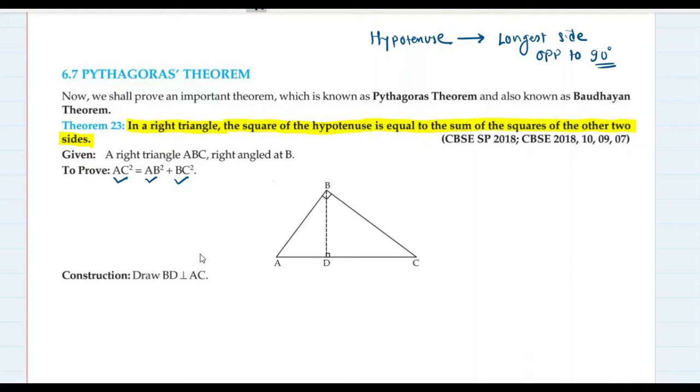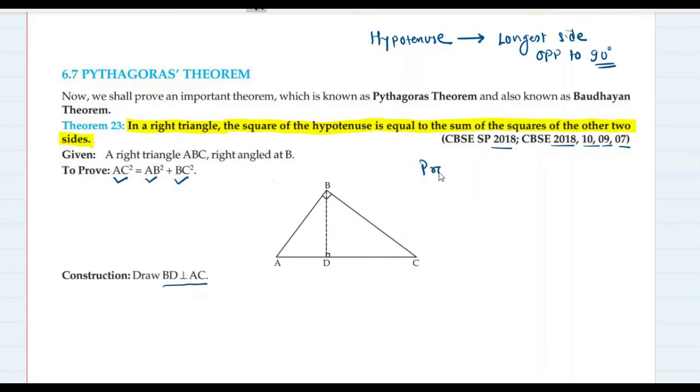Okay. Now, we have to prove this. And this proof has been asked in your board exams multiple times. So you need to know how to prove Pythagoras theorem. To prove Pythagoras theorem, you need to do a construction. You need to draw BD perpendicular to AC. Okay, after doing this construction, you have to use similarity.